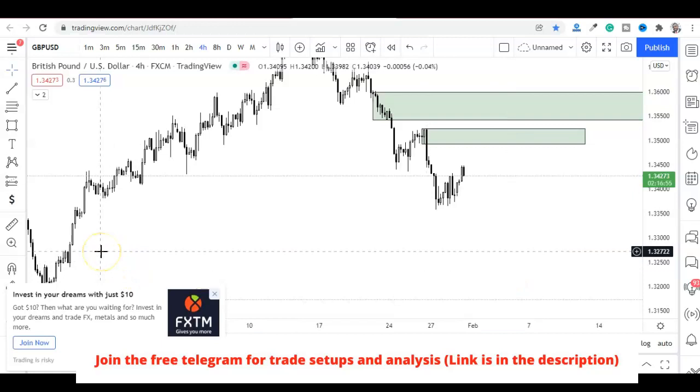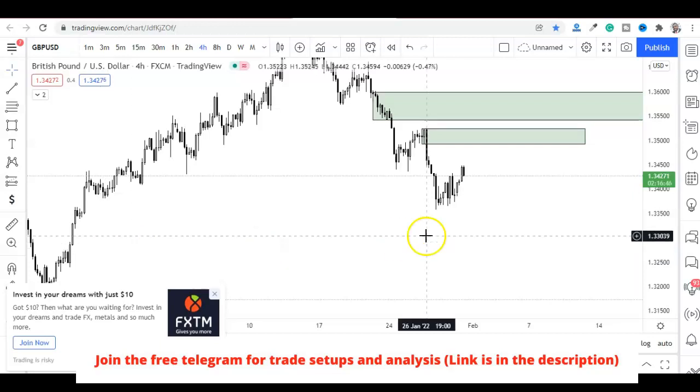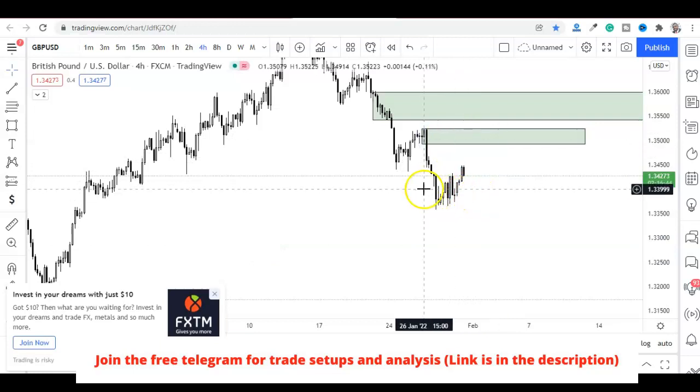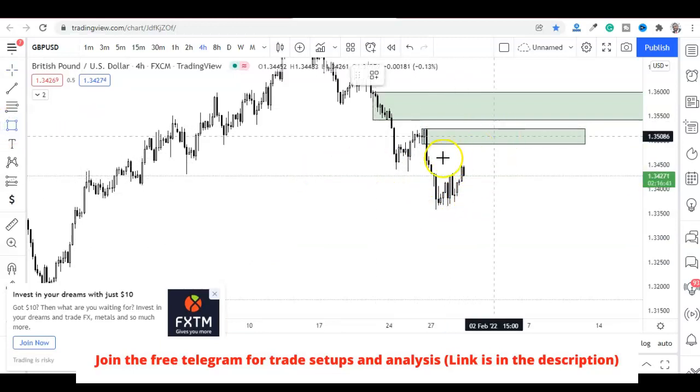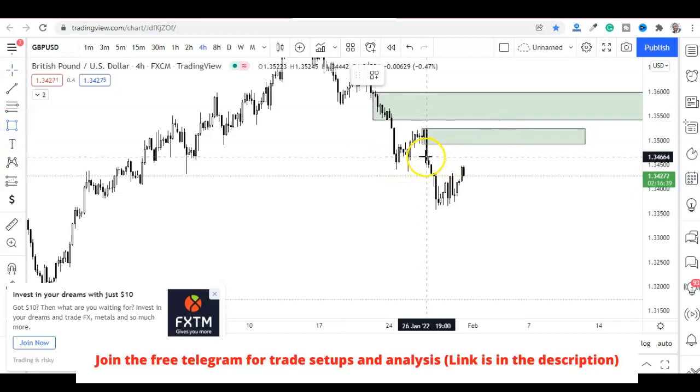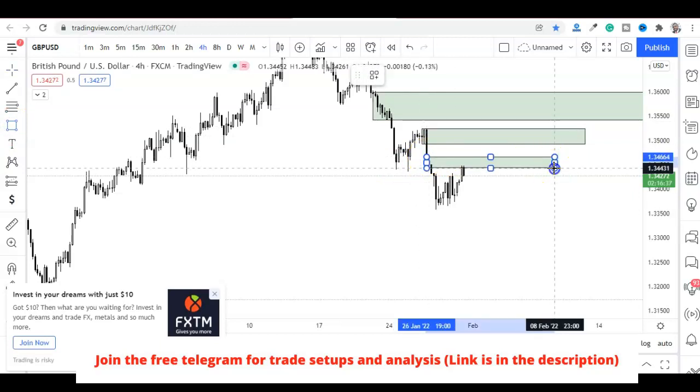First target will be here at 132.72, sorry. So that is my look here on the pounds USD. In fact, we can decide to start from here, looking for a short position from here.